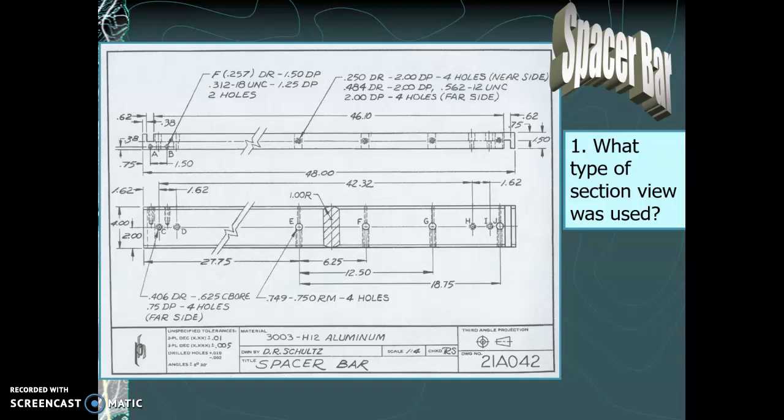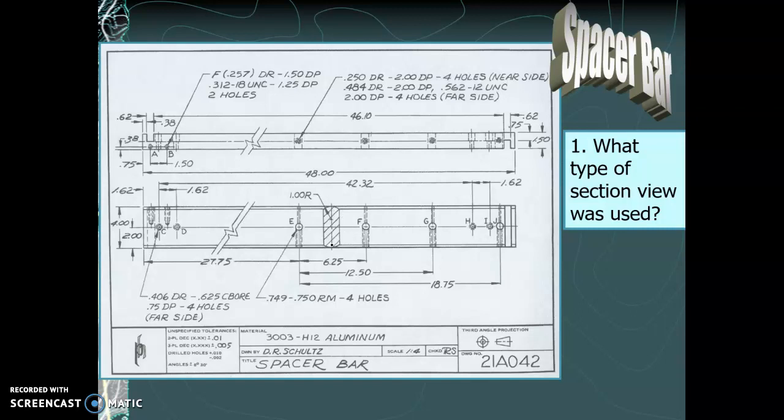And we're going to start with the first question here. What type of section view was used? So we're hitting on some questions from previous chapters just as a review. We've talked about the different types of sections. And in this particular instance, we can see the section is right here. It's right on top of the drawing itself.